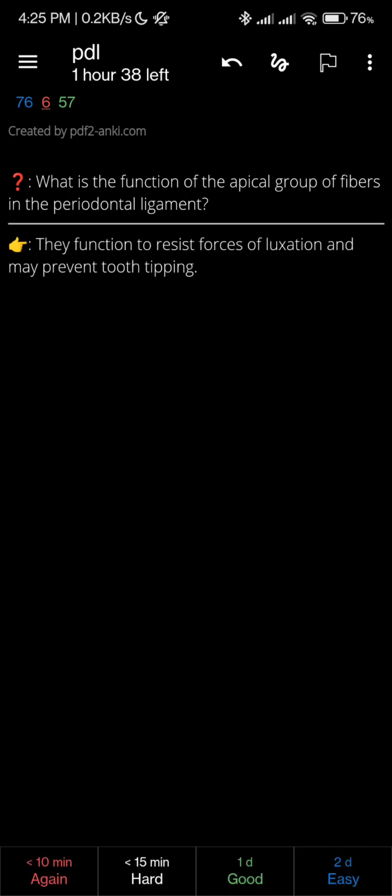Apical group of fibers. That is the function of the apical fibers of the periodontal ligament. They resist forces of luxation and prevent tooth tipping.